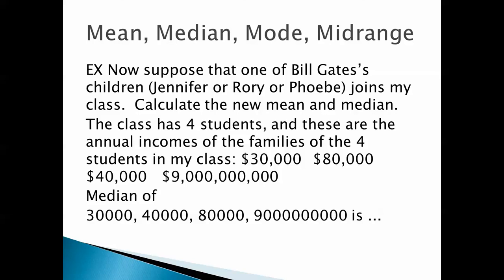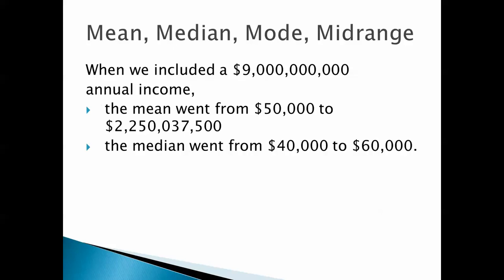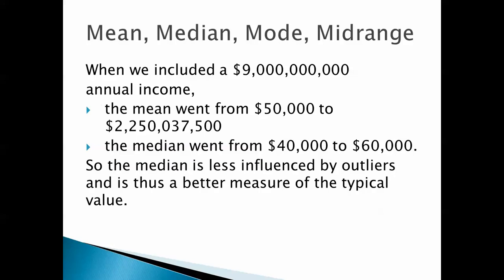Okay, now the median of 30,000, 40,000, 80,000, and 9 billion is, well, again, since we have 4 values, an even number of values, the median is going to be the average of the middle 2 values, which in this case is $60,000. When we included a $9 billion annual income, the mean went from 50,000 to 2,250,037,500. So notice how the mean ballooned when you included that extreme value. The median, however, just went from 40,000 to 60,000. So the median is less influenced by outliers and is thus a better measure of the typical value.